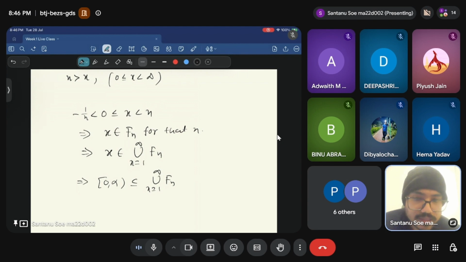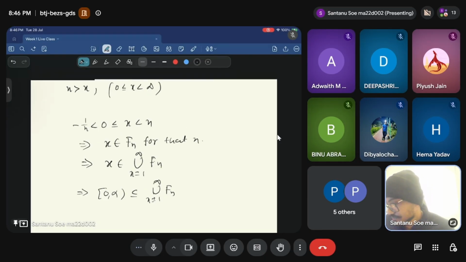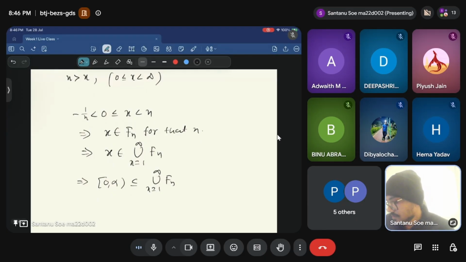So now I think if you have got it, then I have another question. Can you guys tell me what this actual union is? I mean, if you take the union over n equals 1 to infinity of f of n, then what set are you getting? One thing we have understood is that closed 0 infinity is a subset of this union. So whatever set you get by taking this union, it should at least contain 0 infinity, right? So can anyone tell me what this union actually is?